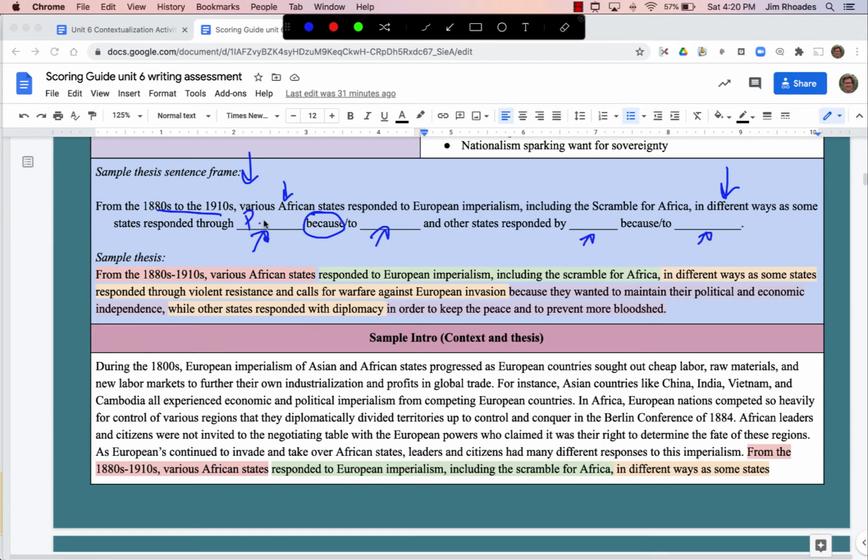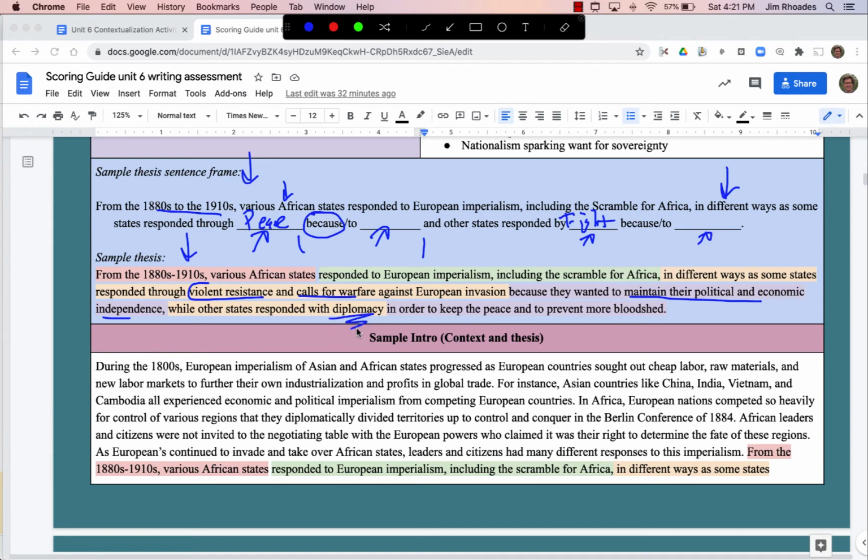So remember we talked about those two main responses, peaceful and fighting. And here is a sample thesis that does that, and it's highlighted by success criteria. So here's my same basic parts from the frame. And then here is my comparison. Some states responded through violent resistance and calls for warfare against European invasion. Because, and I asked myself, why did they do that? They wanted to maintain their political and economic independence.